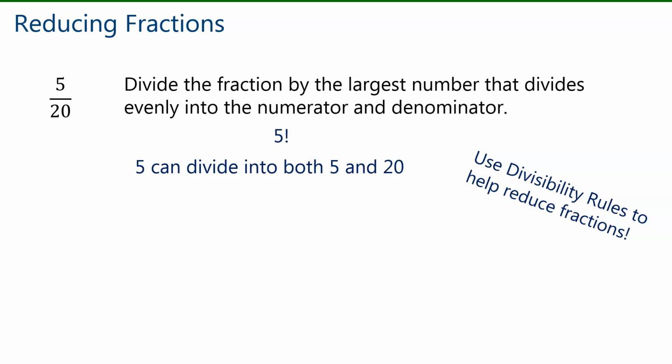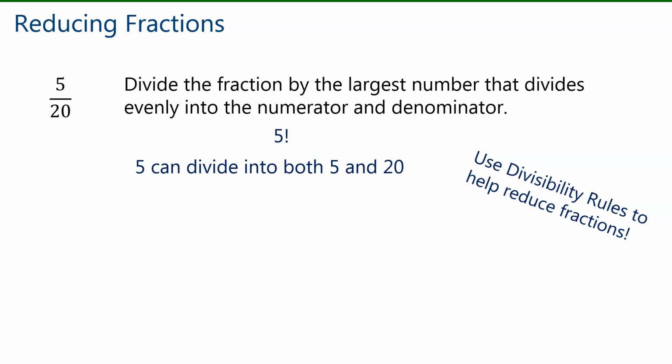So when you divide by 2, you're looking for two even numbers. When you're dividing by 3, you're looking to see if the sum of the digits is divisible by 3. If you're dividing by 5, you're looking to see if it ends in a 5 or a 0, and so on. So those are very helpful in this section.